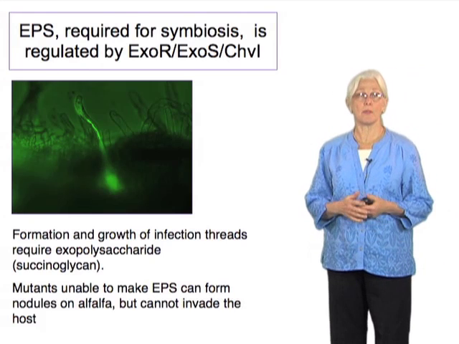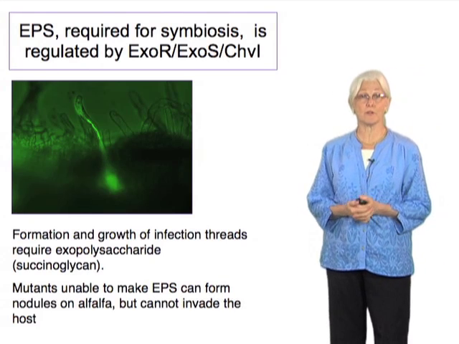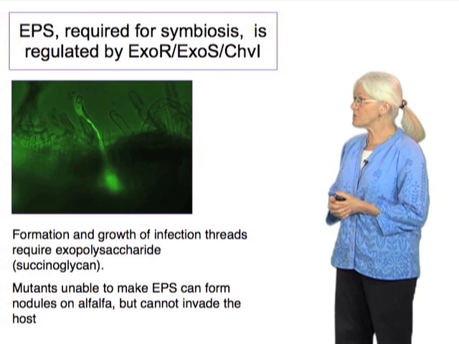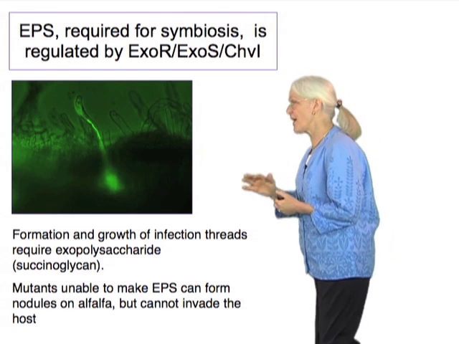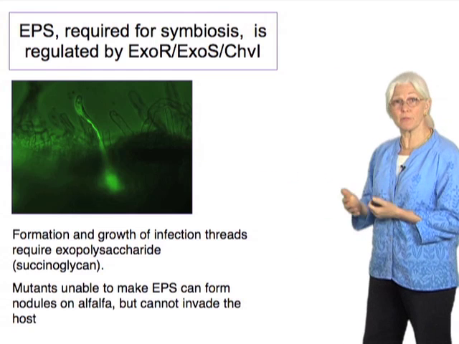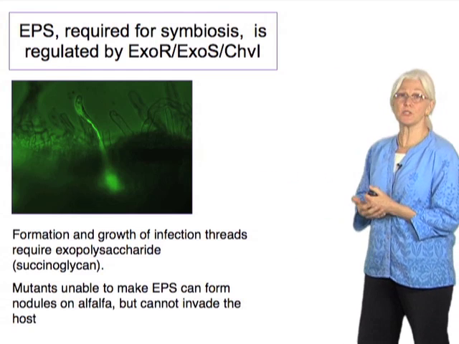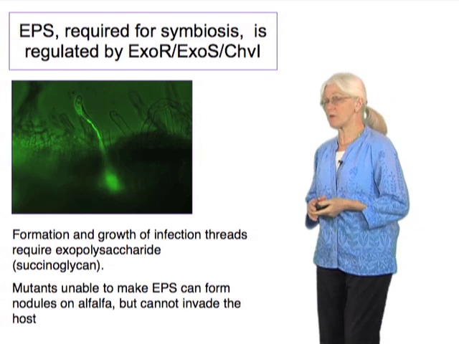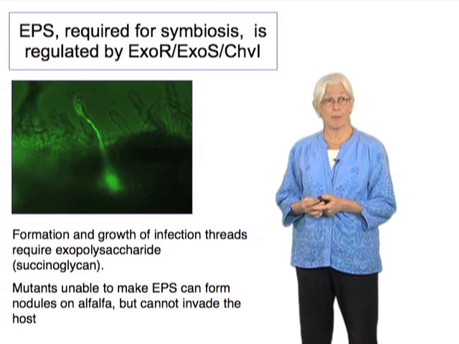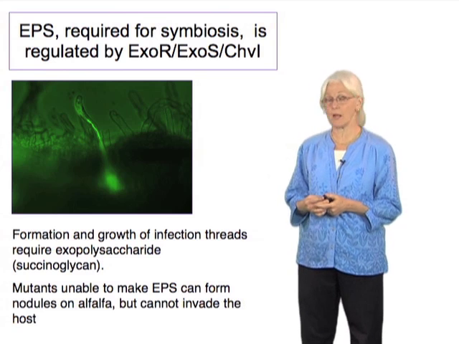EPS, extracellular polysaccharides, are required for symbiosis. And I'll tell you in this section about how these are regulated by a family that includes a periplasmic regulator and a two-component regulatory system. Now, the EPS in Sinorhizobium meliloti has been studied in detail by Graham Walker and his colleagues at MIT over a number of years.